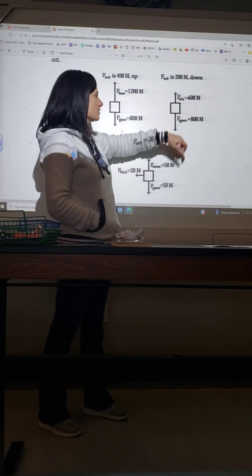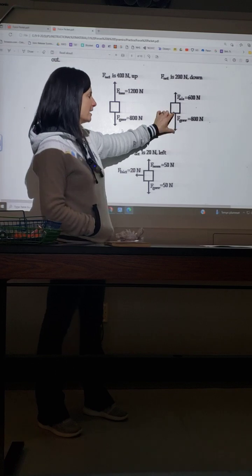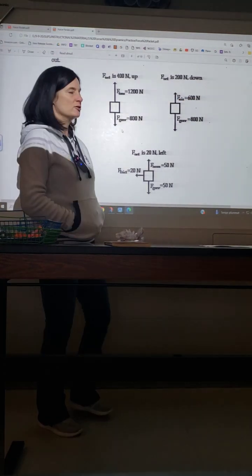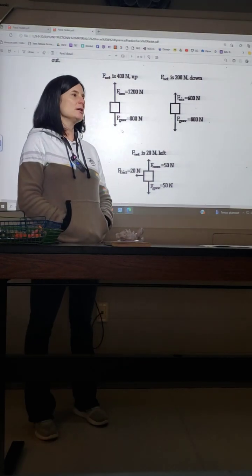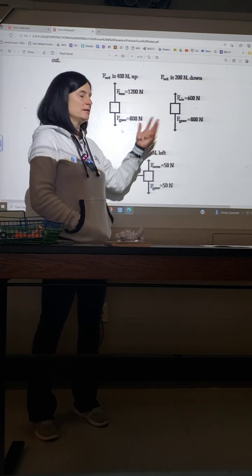If I want the net force on this one, we have force of air resistance, we have force of gravity. Again, I see this arrow is bigger, that arrow is smaller. We're going to get a difference of 200 newtons, and you can either put negative or down, right? Because down is a negative value.